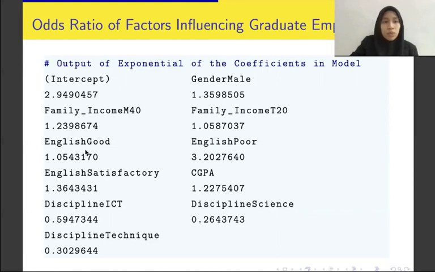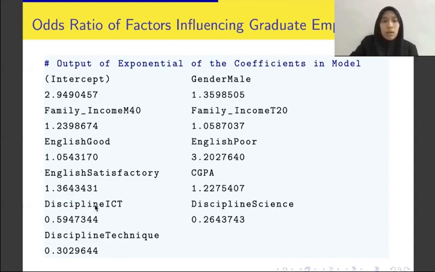For English, we can see that English satisfactory has the highest odds ratio. So this means that graduates with satisfactory English have 36% more chance than graduates with excellent English, which is an interesting result.